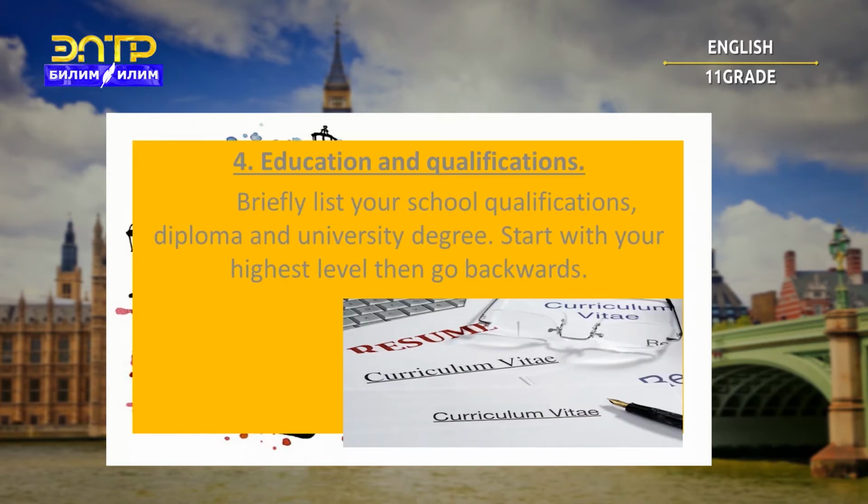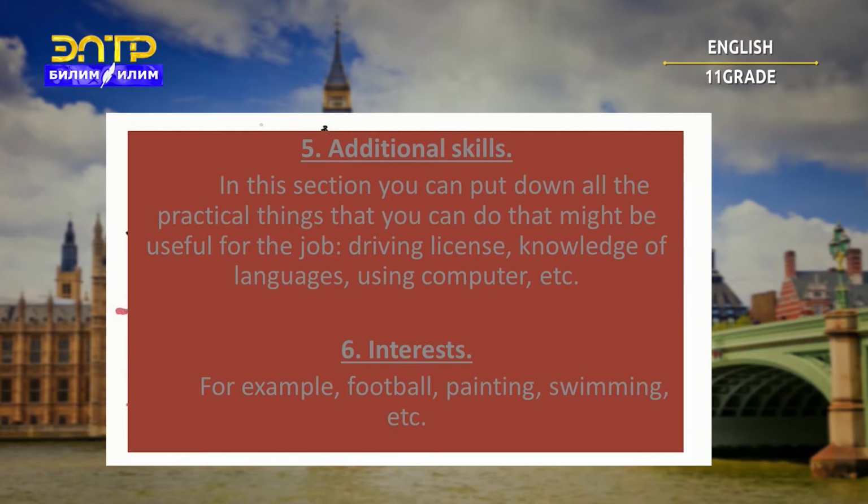Fourth, education and qualifications. Briefly list your school qualifications, diploma and university degree. Start with your highest level, then go backwards. Fifth, additional skills. In this section, you can put down all the practical things that you can do that might be useful for the job: driving license, knowledge of languages, using computer, etc.